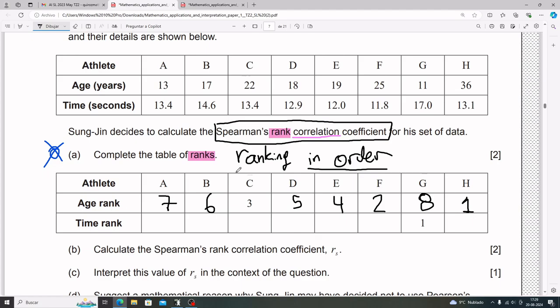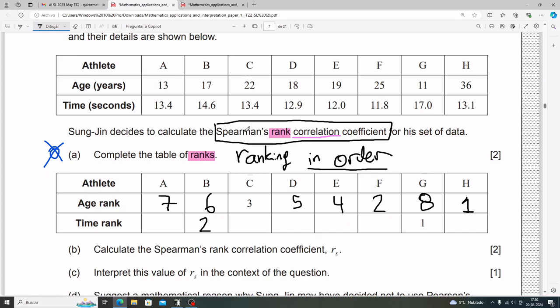For time, something interesting happens, and it might have been why you clicked on this video. It might be something you're trying to solve yourself. So the highest time is 17 seconds right there. The second highest time follows the same logic as for age. So which one is the second highest after 17? We scan. It's going to be athlete B with 14. So here's going to be my second.